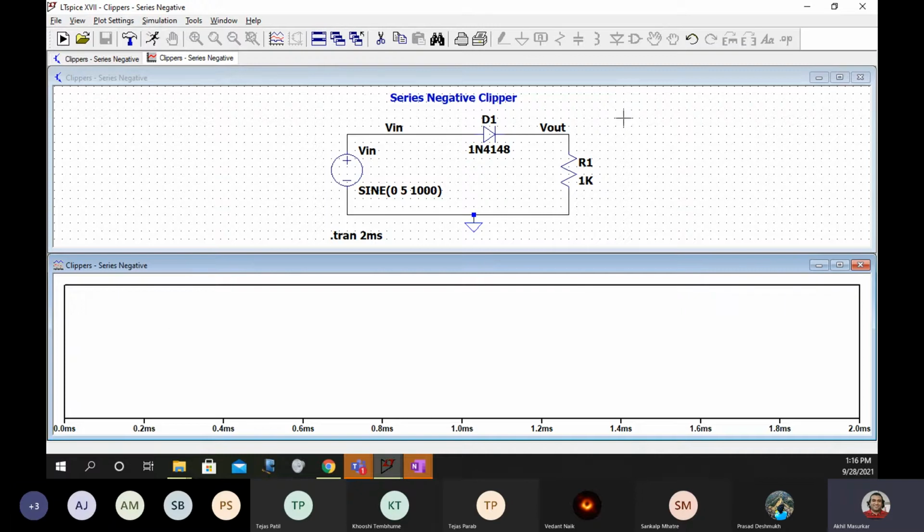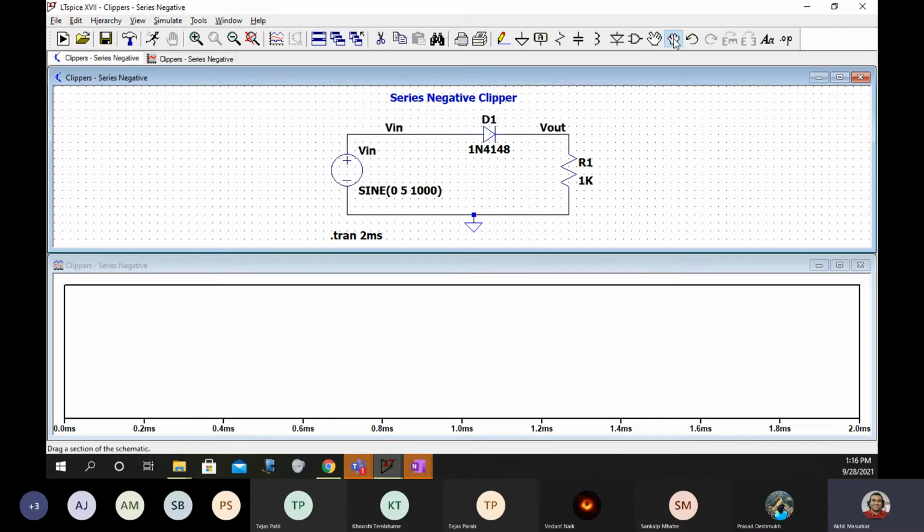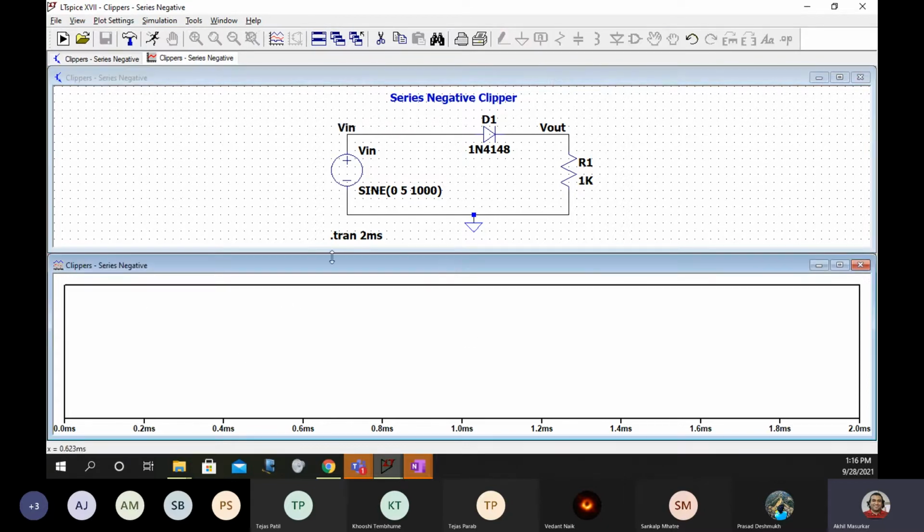I want to see this V in and V out also. Prasad, your voice is not clear. You have to keep your microphone near your mouth. Yes, tell me. Sir, graph is not yet drawn. Yes, graph is not yet drawn, but this tells us that the simulation has happened. So put this in the chat box.